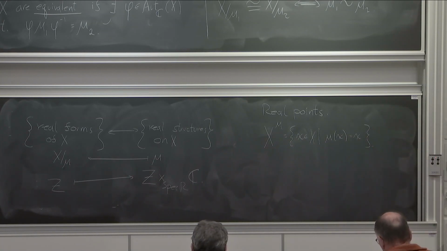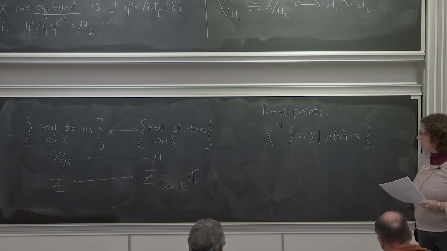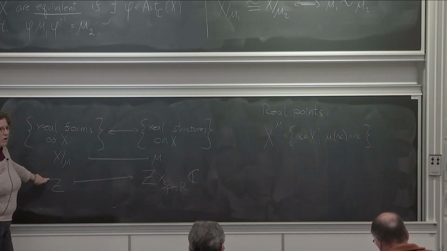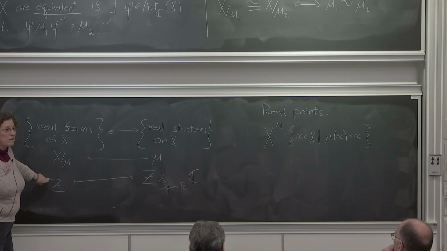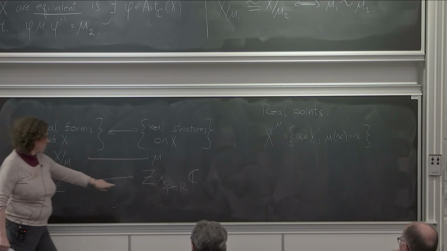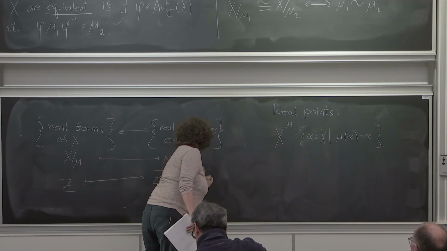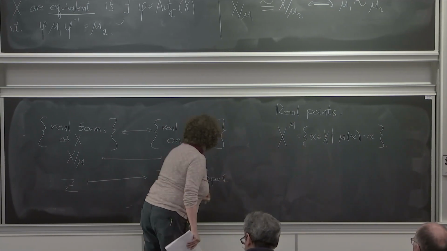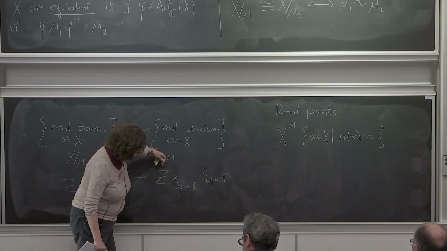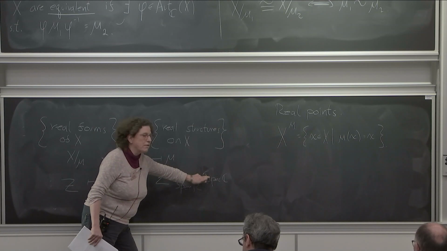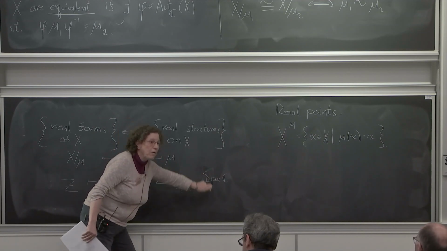If I have a real variety, I complexify it. And what will be the real structure? The real structure will be a map that fixes z and sends z to z bar.